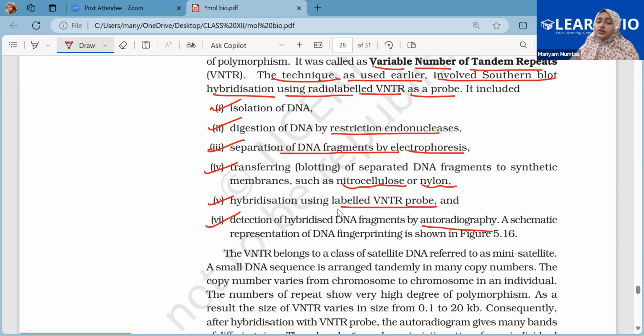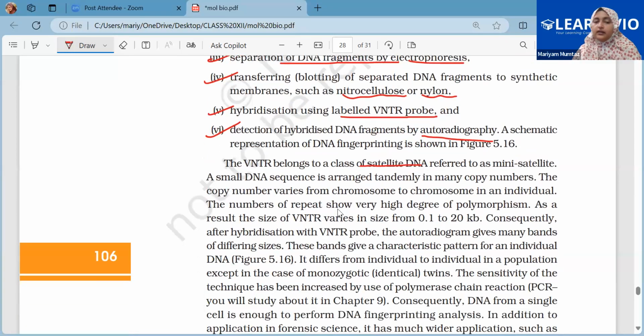The VNTR belongs to a class of satellite DNA, that is the minisatellite. A small DNA sequence is arranged tandemly in many copy numbers. The copy number varies from chromosome to chromosome in an individual. The number of repeats shows a very high degree of polymorphism. As a result, the size of the VNTR varies from 0.1 to 20 kb.